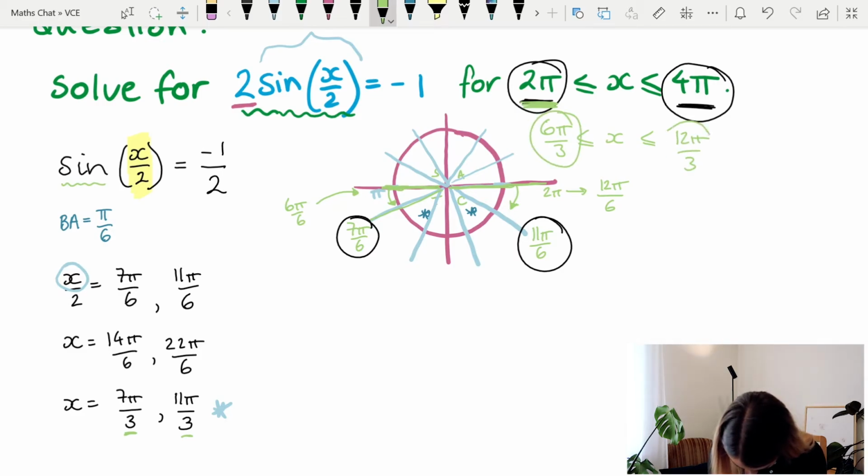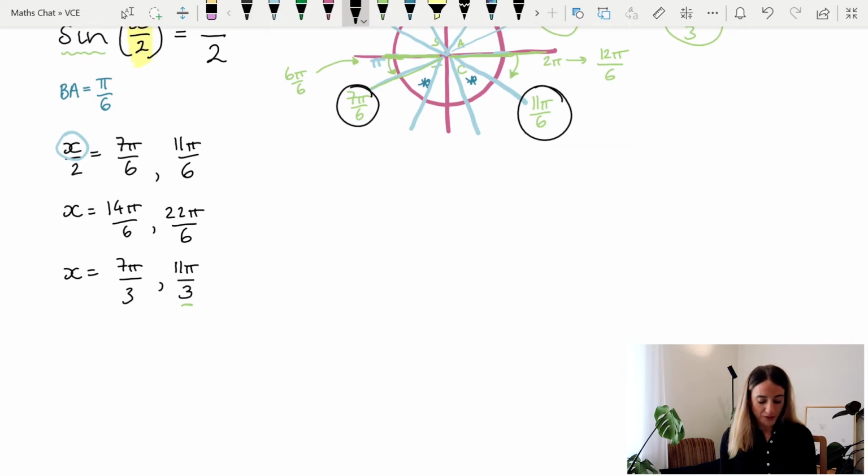Now, what do you know? These 2 fit within this domain then, because 7 pi on 3 is just that little bit greater than 6 pi on 3, and 11 pi on 3 is that little bit less than 12 pi on 3. And therefore, on both ends, they fit into that domain.